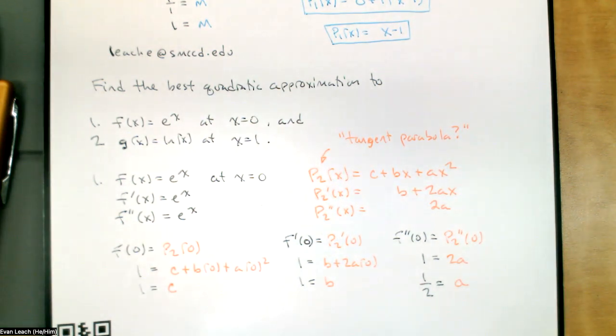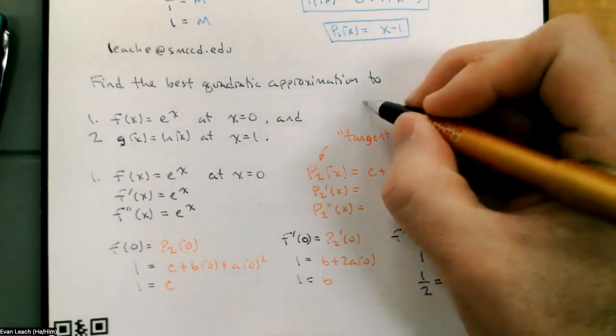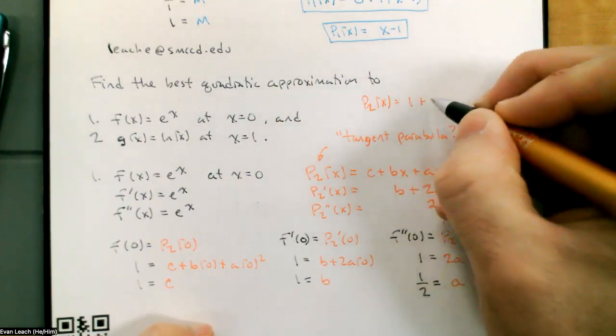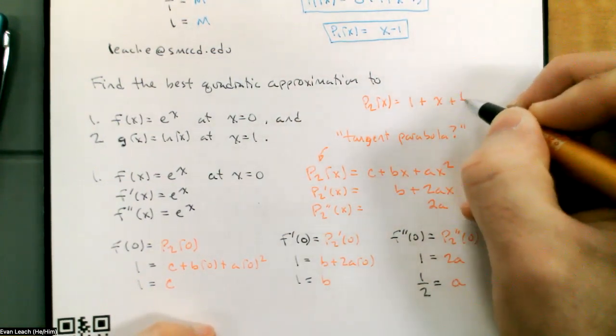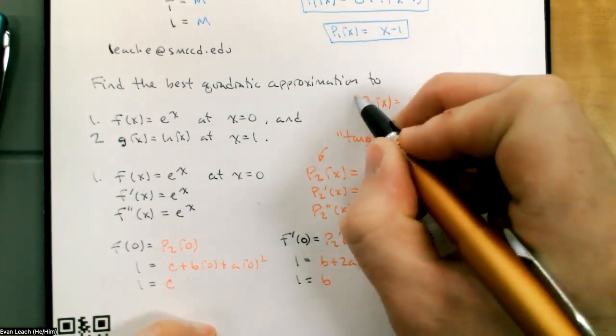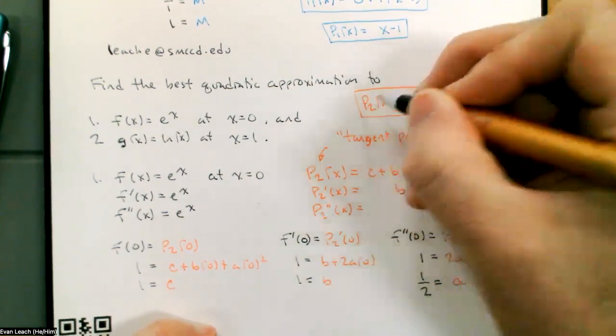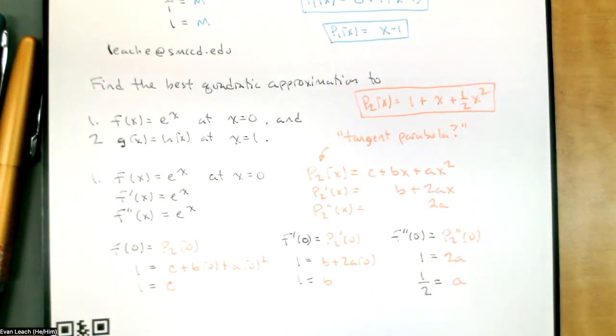And so there's the equation for our tangent parabola. That's ridiculous. We're not going to call it tangent parabola. There are the coefficients in our best quadratic approximation of e to the x near x equals 0. C is a 1, B is a 1, and A is a 1/2. This quadratic function has the same value, the same first derivative, and the same second derivative at 0 that e to the x has.